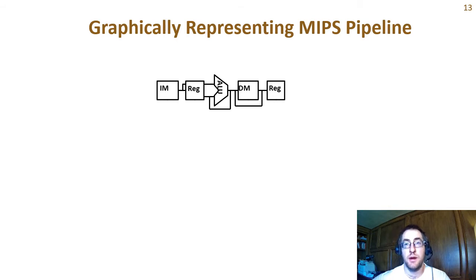So we're going to represent the pipeline in a few different ways, and here's one graphical representation of our 5-stage MIPS pipeline. So we've got our instruction memory, our register access, our ALU access, our data memory, and our register write. So our fetch, decode, execute, memory, and write back stages, shown here as a very simplified structural diagram of the pipeline.